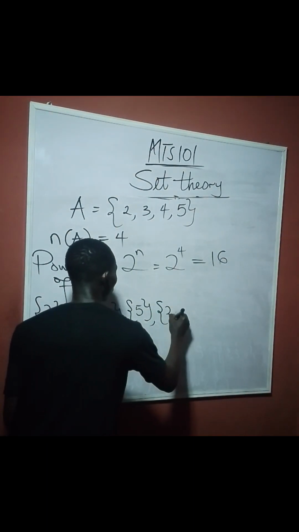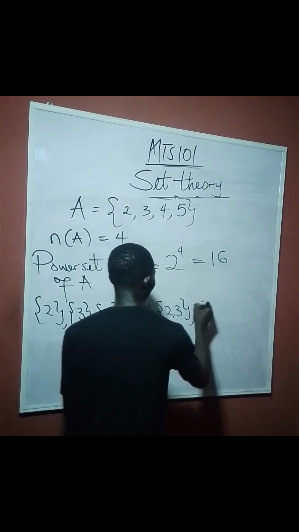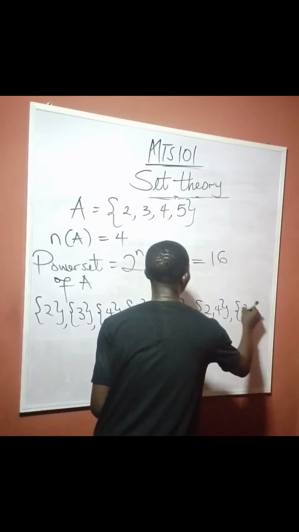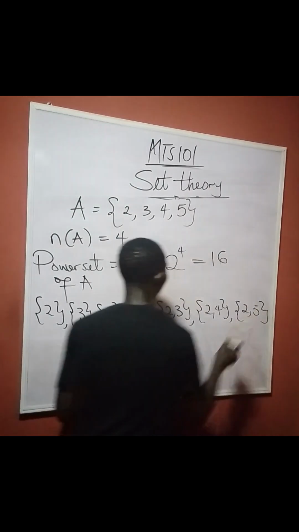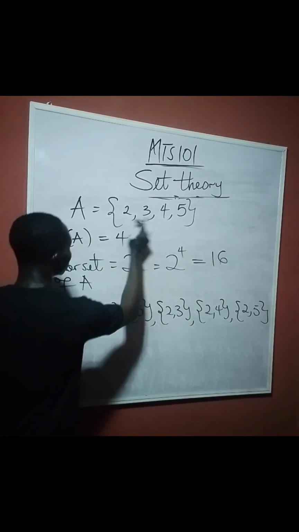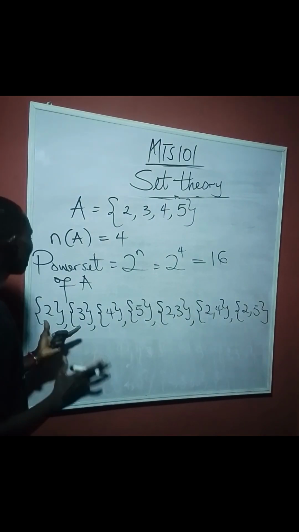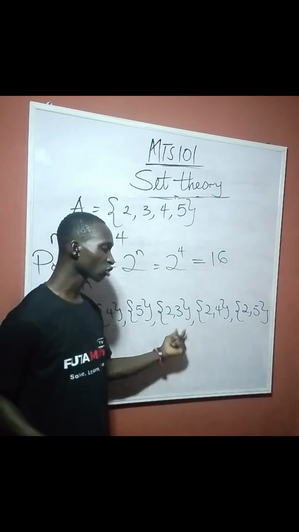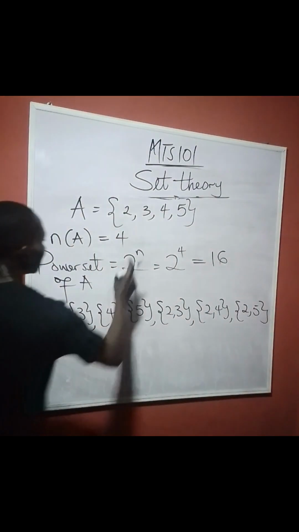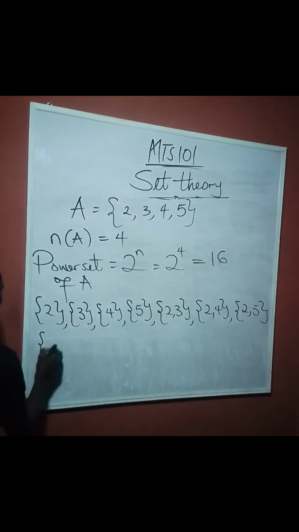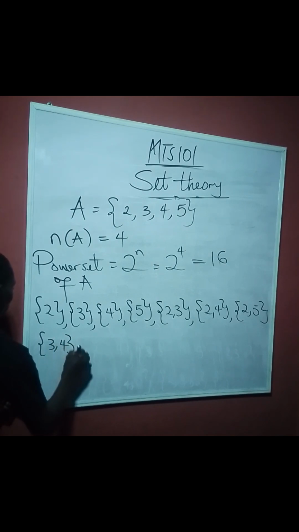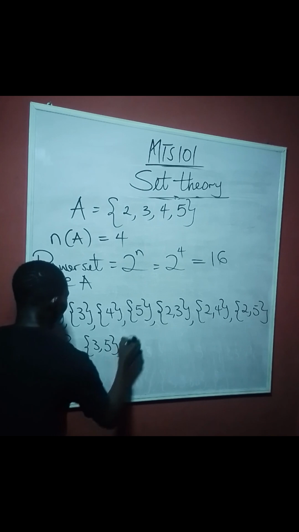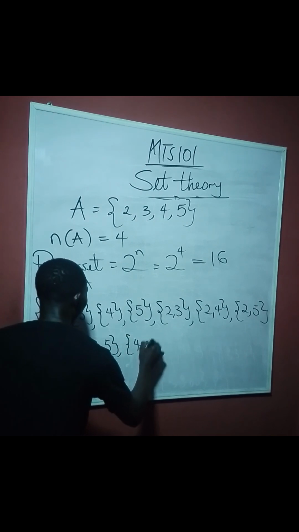Let's speak in twos now. 2, 3; 2, 4; 2, 5. Are you getting it? You have to pick them without repetition. For instance, if I pick 2, 3, I can't pick 3, 2 because 2, 3 has already existed. Now we are done with that. Let's move to the next phase, which is what? 3, 4; 3, 5; 4, 5.